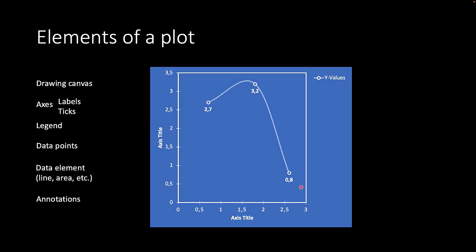You can have a legend, which indicates what kind of data is depicted. We have the actual data points plotted in the chart. And we have data elements. These are further representations of the data. This can be, for instance, a line connecting the data points, but it could also be an area or something completely different. And we have annotations, for instance, the numbers below the data points.